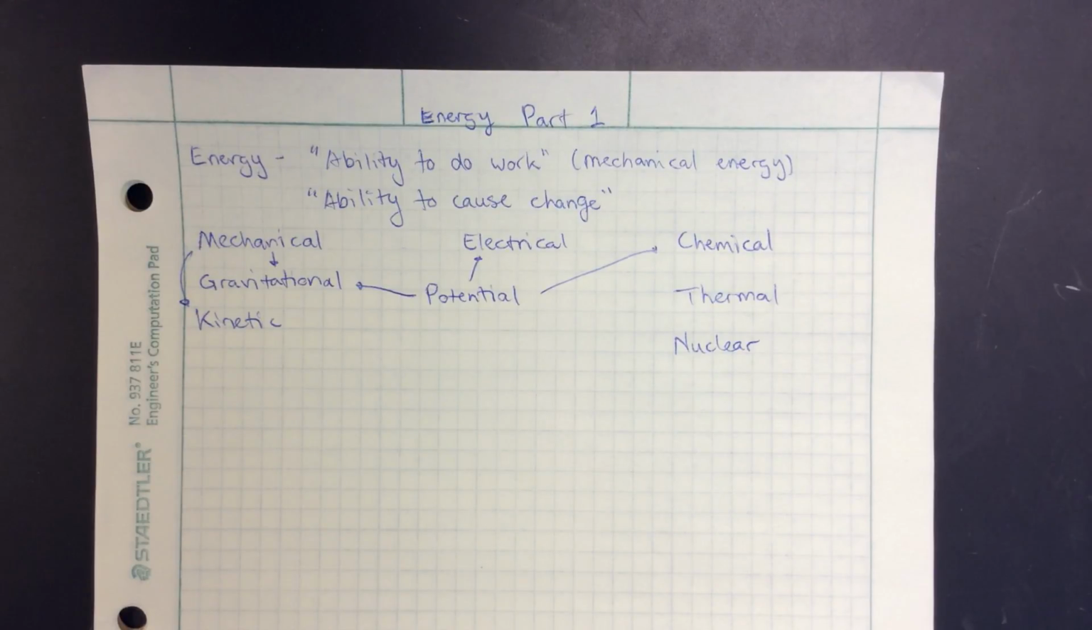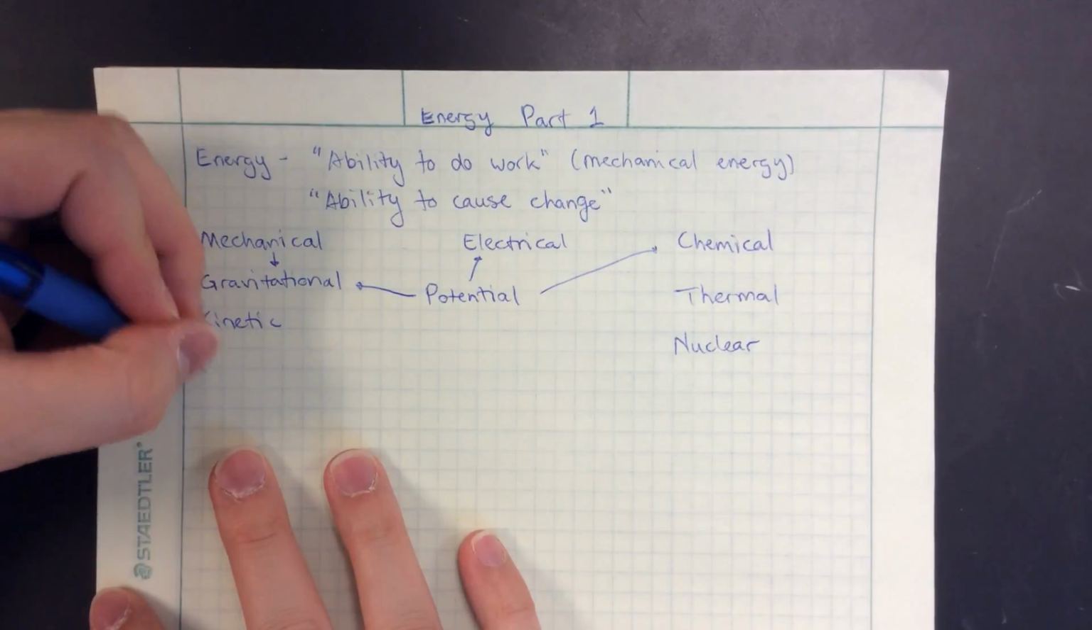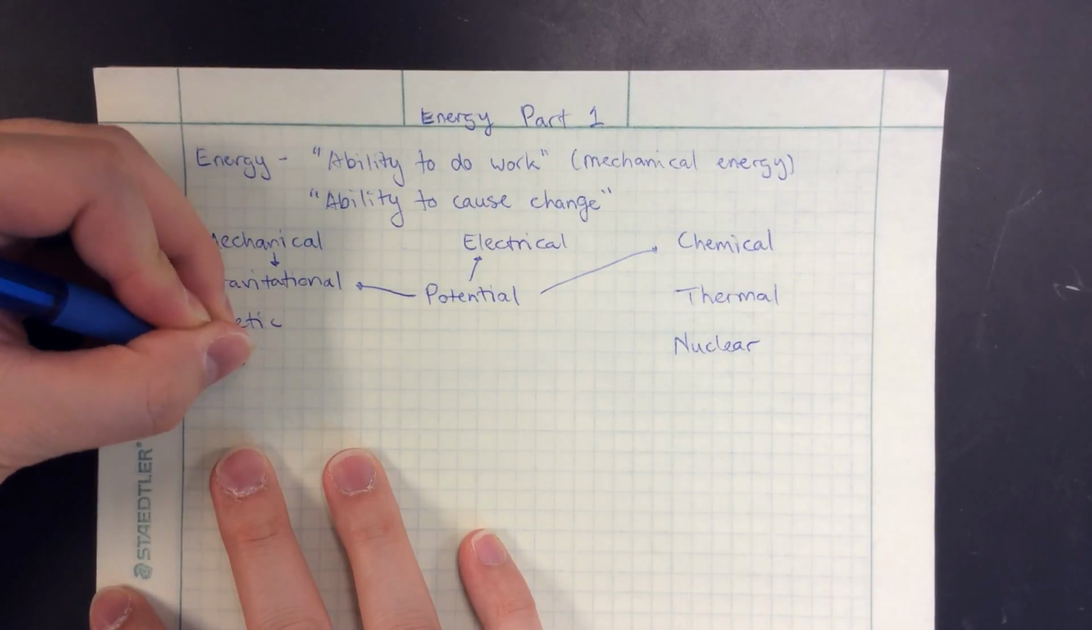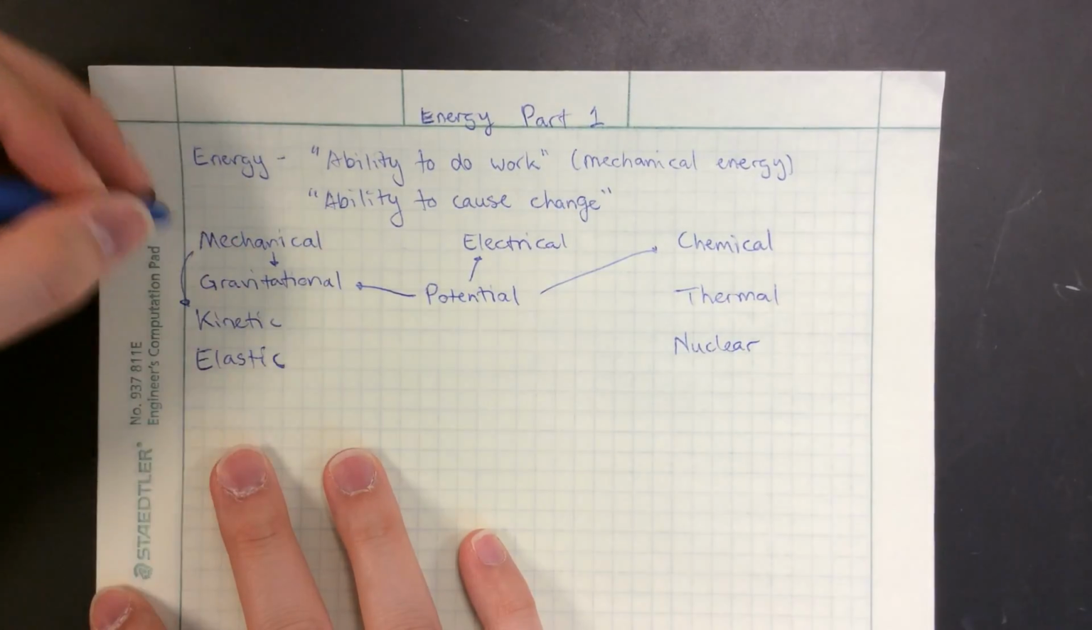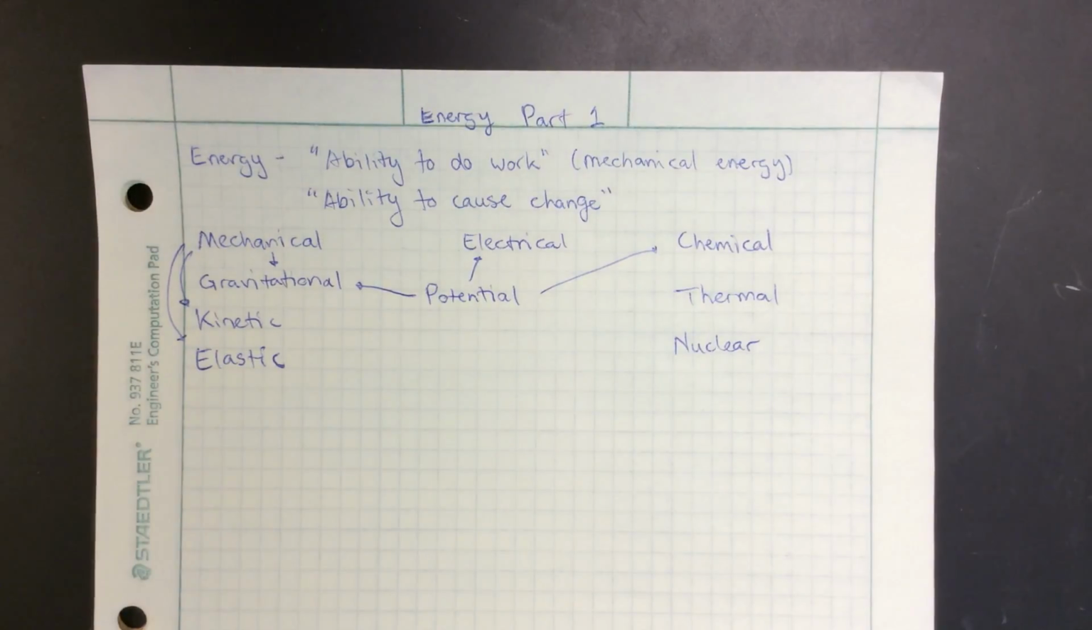Rotational energy would probably fall under kinetic energy because it's still an energy of motion, a bulk motion. What else? Elastic? Good. Elastic energy is another form of mechanical energy. It's usually stored in the bulk, a strain.